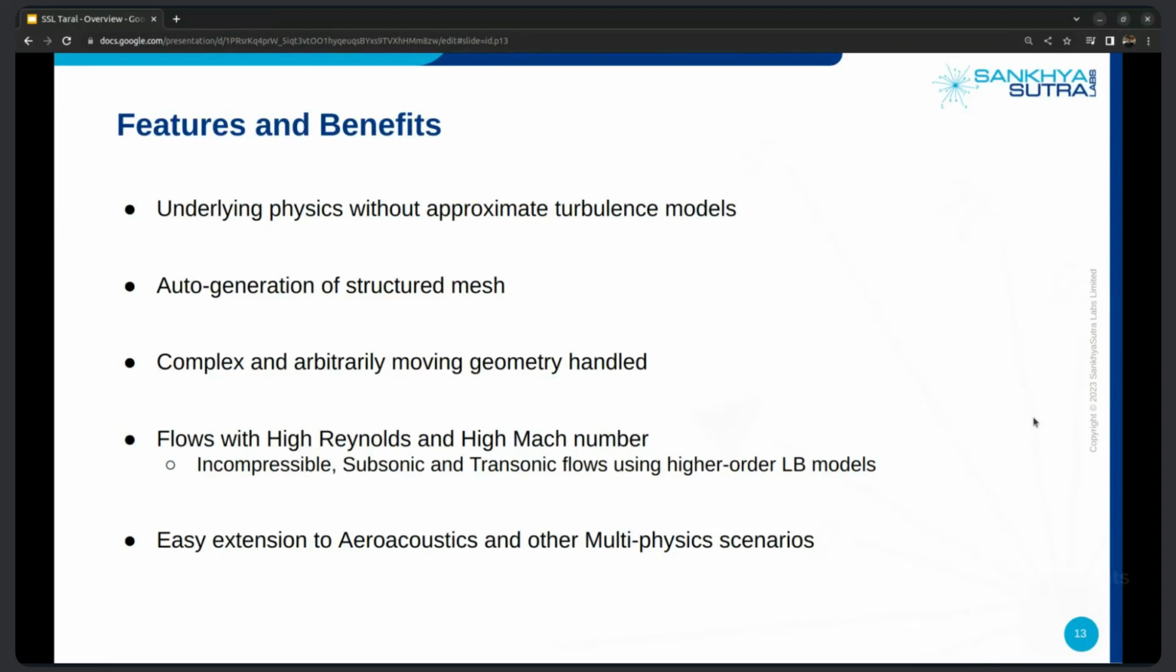And all this is also simplified by the auto generation of a structured mesh. And we're able to handle highly complex and arbitrarily moving geometry. And we're able to capture accurate flow physics when it comes to incompressible, compressible, subsonic, and transonic flows. And all this is because we use higher order LB models. And the extension to aeroacoustics and other multiphysics scenarios is also quite simple for us. LB inherently is a method which lends itself to extension to all these scenarios.